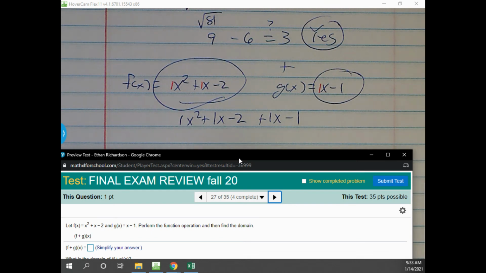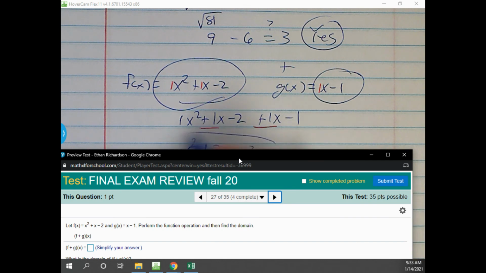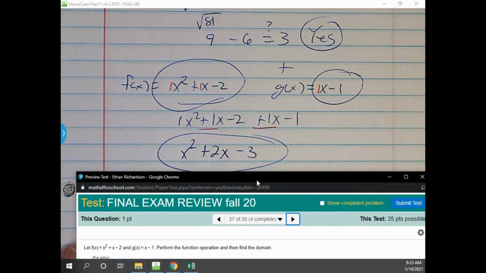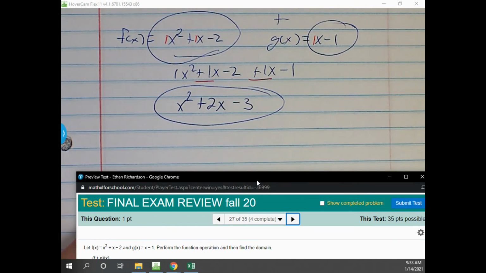Now you're just combining like terms. It's 1x squared, which is just x squared. You've got 1 plus 1, which is 2. And negative 2 minus 1 would be negative 3. So just adding those two together, we get x squared plus 2x minus 3.